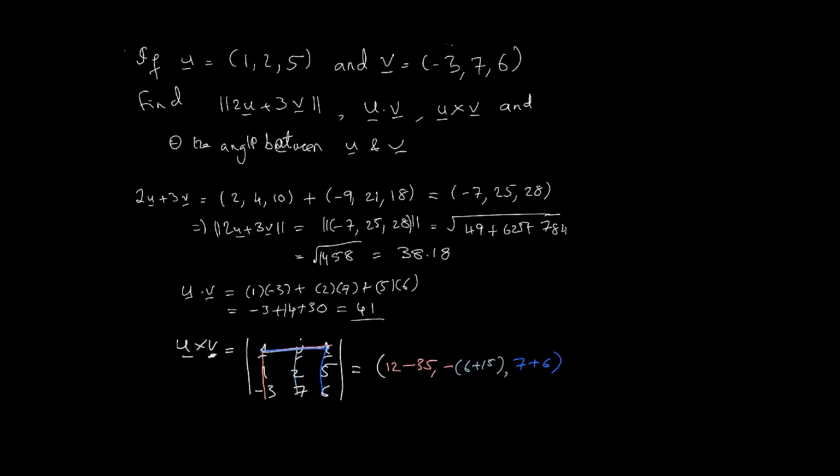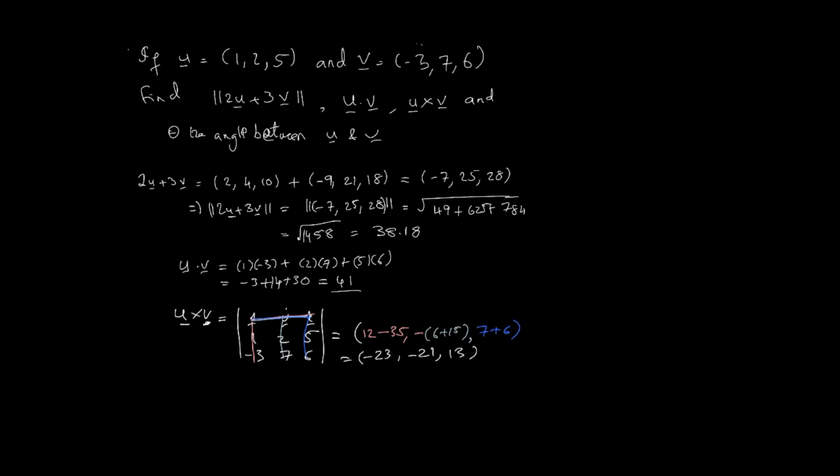Okay, which means the final answer turns out to be 12 minus 35, which is minus 23. And then 6 and 15 is 21. So it's minus 21, and 7 and 6 is 13. So that's our cross product.